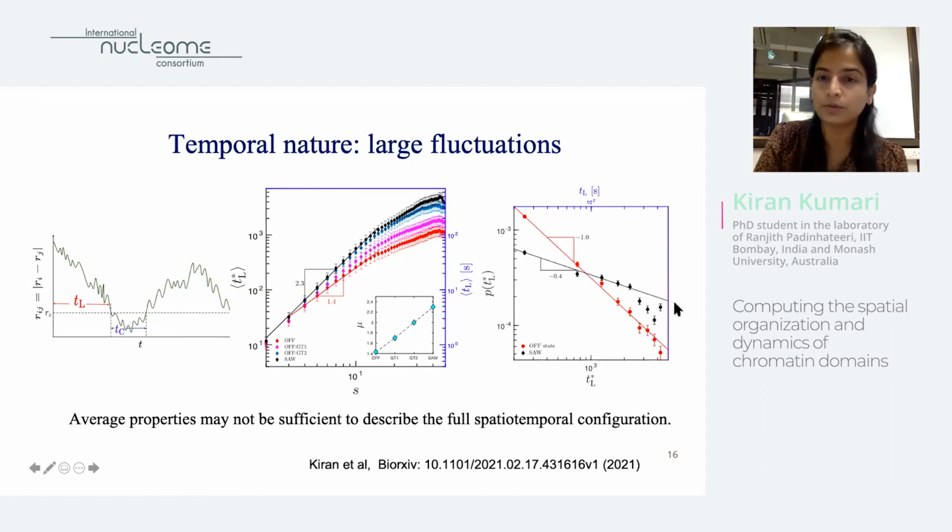To do so, we have looked at the probability distribution of this loop formation time. And here we observe that the loop formation time has a power law distribution, indicating that it has a large fluctuation. And again, emphasizing that the average property may not be sufficient to describe the full spatio-temporal configuration. We need to understand the fluctuations as well as the dynamics of these domains.